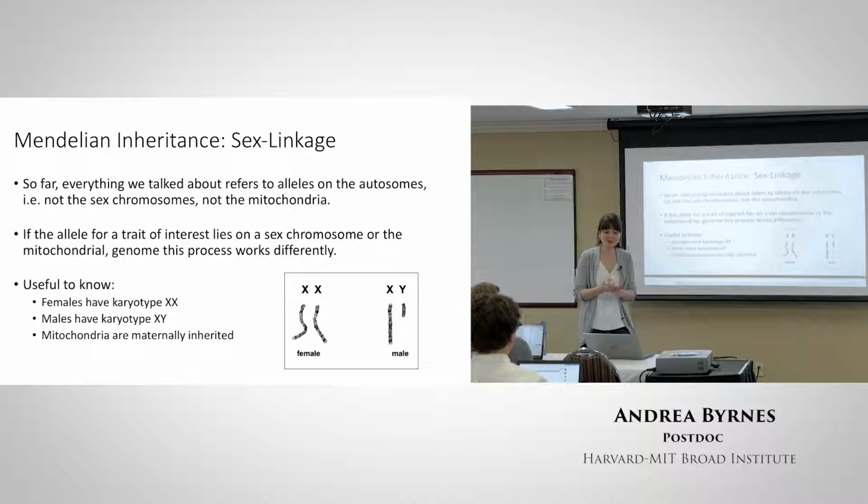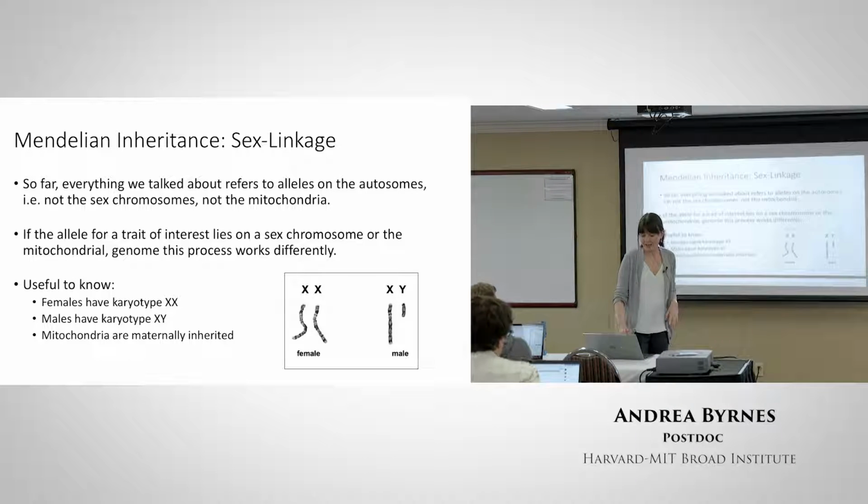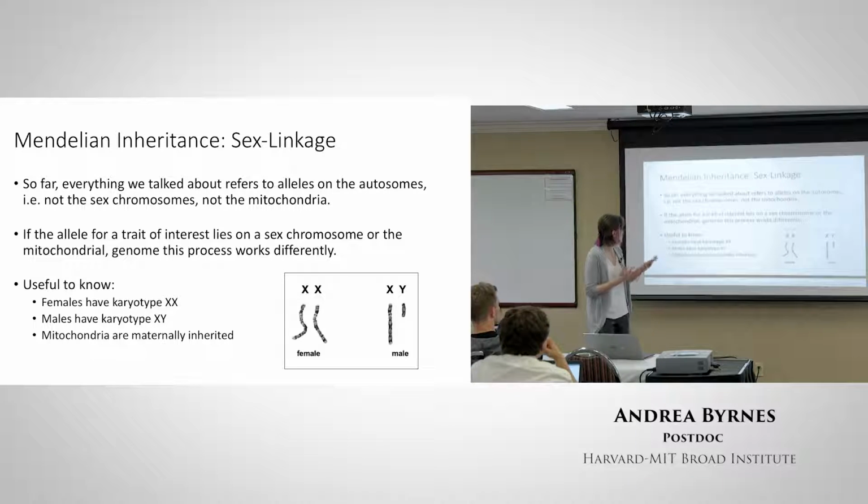So we talked about the sex chromosomes this morning a little bit, and how they have slightly different rules. And so, as we talked about this morning, females have an XX karyotype, males have an XY, and then the mitochondria, which I didn't tell you this morning, are maternally inherited. So your mitochondria always come from mother. Men do have mitochondria, but they're never inherited from father to child.